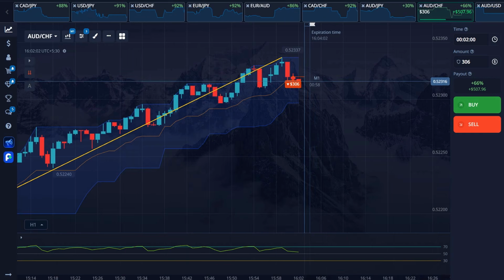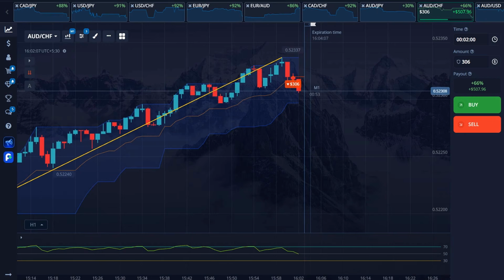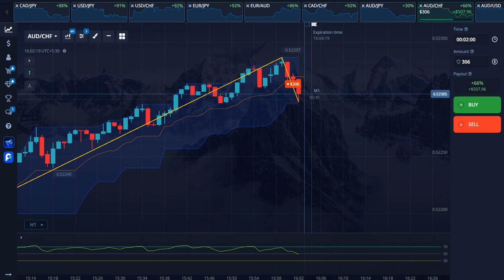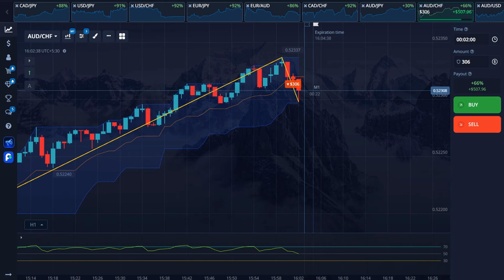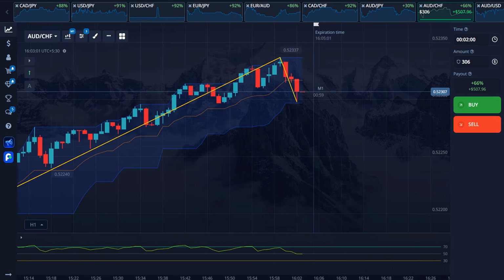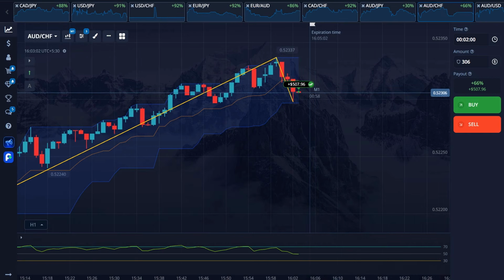After placing the sell trade, the price made a small upward move for a few seconds, which is normal in reversals, but very quickly, the market failed to make a new high. Sellers started to take control, and the candles began to move away from the resistance zone. At this stage, we simply stayed calm, trusted the setup, and did not interfere with the trade. By the end of the 2-minute expiry, the price stayed below our entry level, and the trade closed in profit.